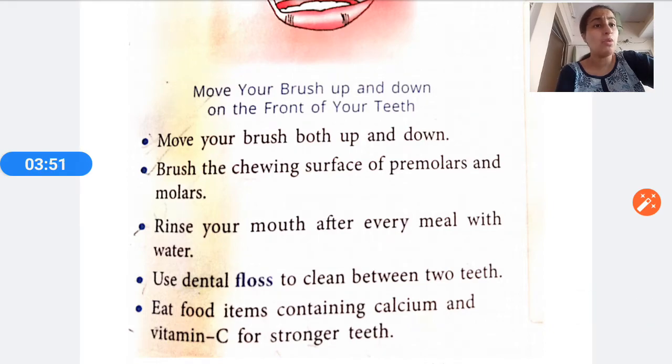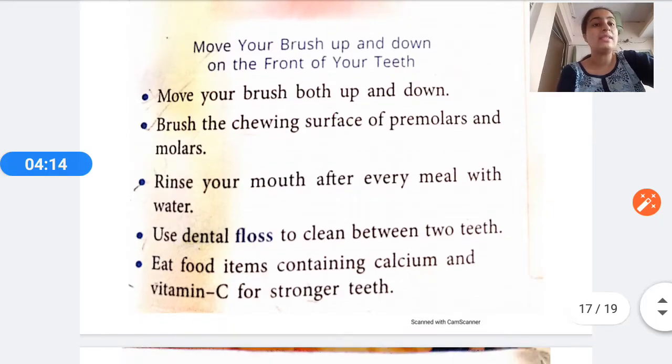Move your brush both up and down. Brush the chewing surface of the premolars and the molars. Rinse your mouth with water after every meal; whenever you eat something, we should always rinse our mouth. Use dental floss to clean between two teeth.